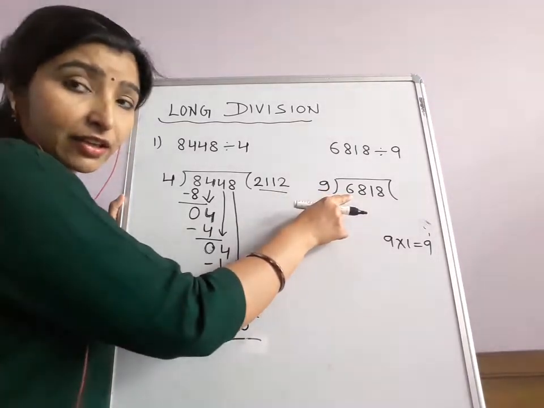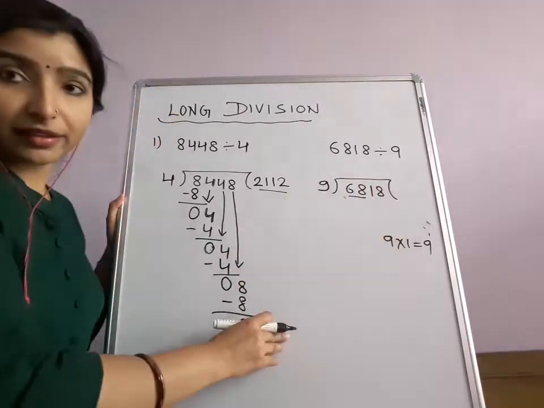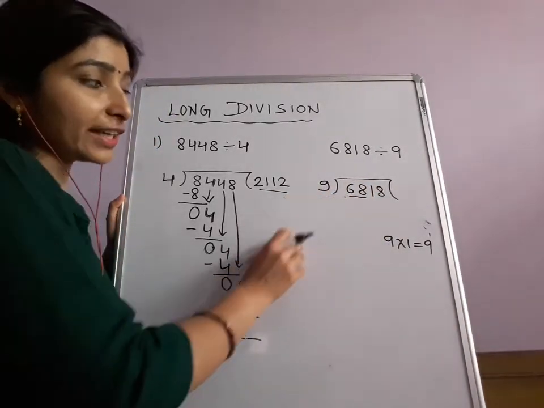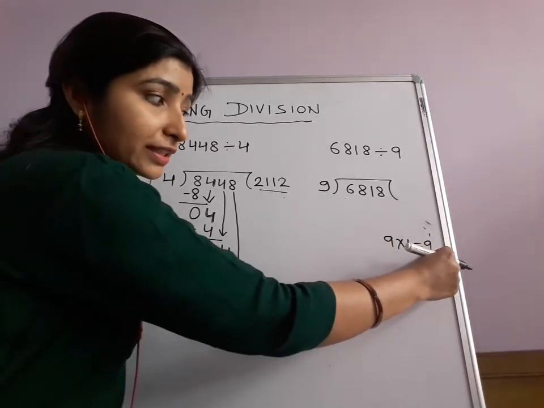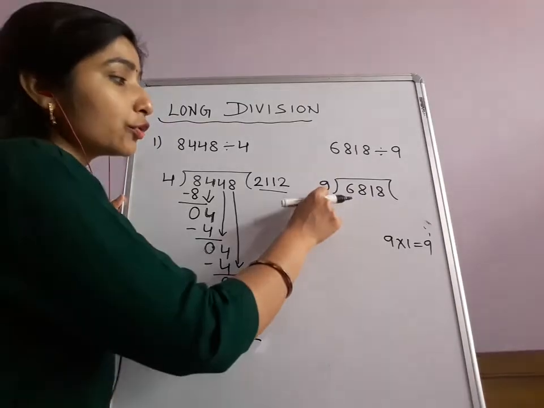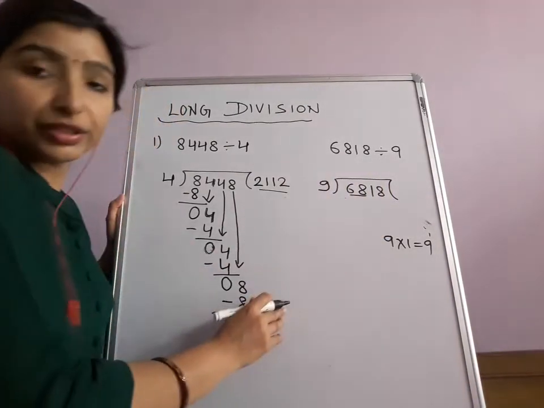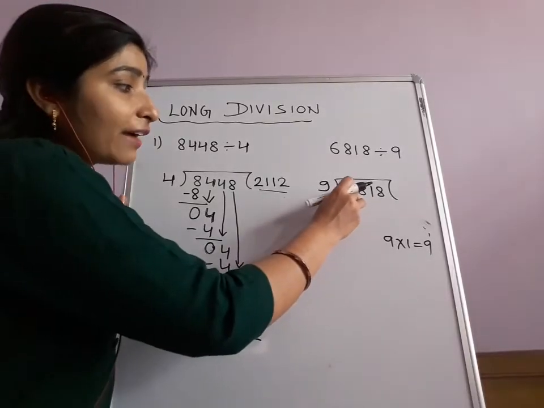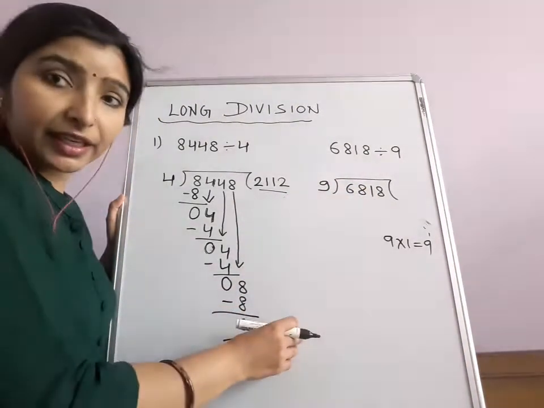When the first digit is less, we will take 2 digits together, because in the 9 table, 9 ones are 9 is the smallest number and 6 is not. So you cannot divide 6 by 9. So we will take 2 digits. Now you have to see how many times 9 makes 68.